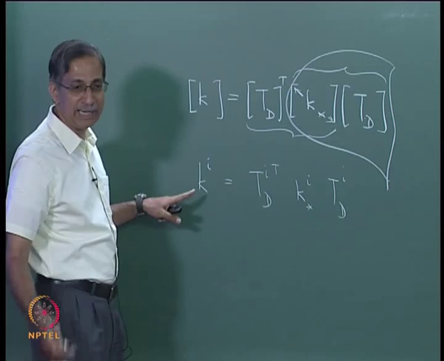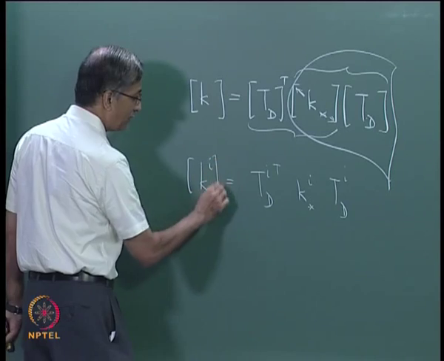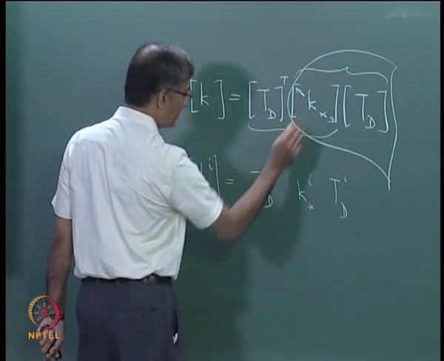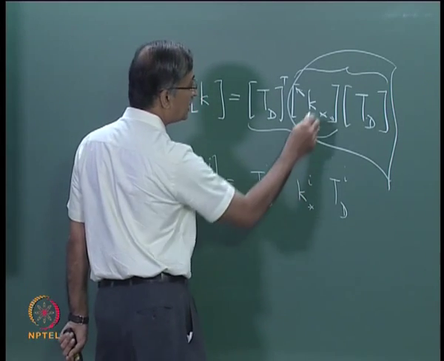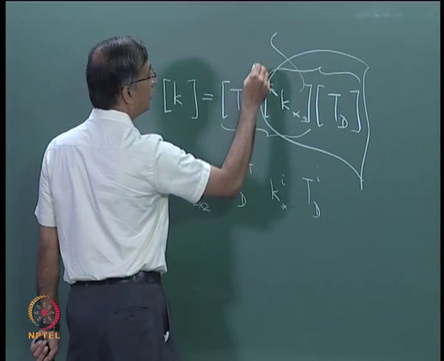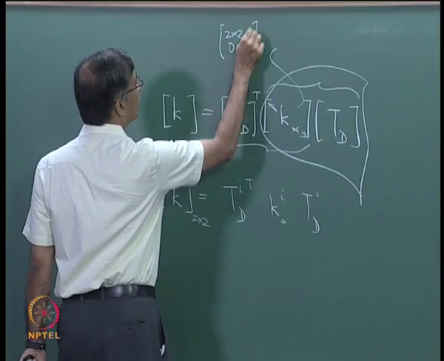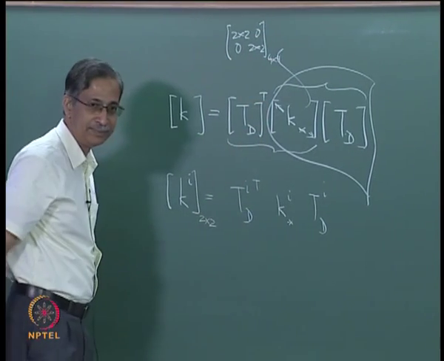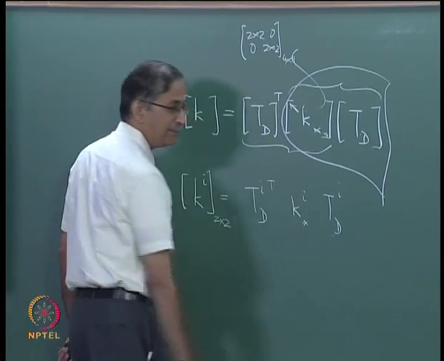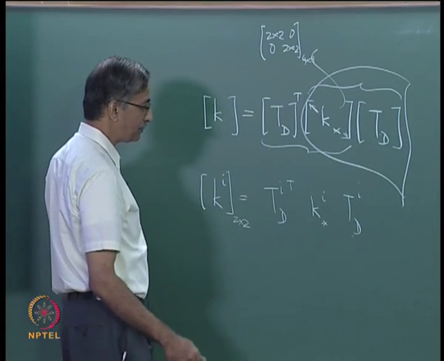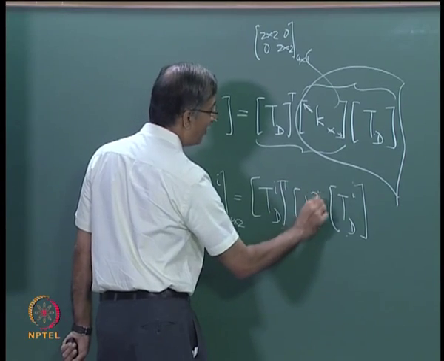So you got K1, K2 in this particular problem. And what will be the size of this matrix for this particular problem? It's 2 by 2. What's the size of this matrix? Well, it will look like this. You got a 2 by 2 there, you got a 2 by 2 here, and so you got 4 by 4, right? What's the size of TD i? 4 by 2.